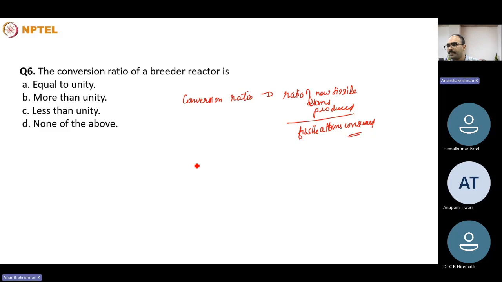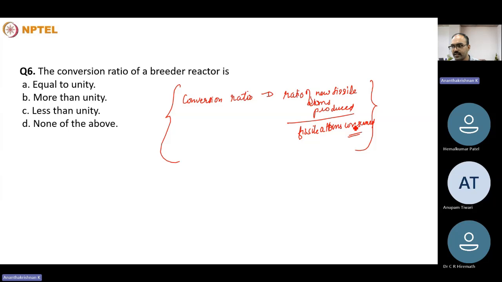A fast breeder reactor uses fast neutrons. Fast in the sense that it will be unmoderated, to breed fissile plutonium and possibly higher transuranics from fertile uranium-238. The fast spectrum is flexible enough that you can also breed fissile uranium-233 from thorium. One measure of this reactor's performance is the conversion ratio, which is the ratio of new fissile atoms produced to fissile atoms consumed.